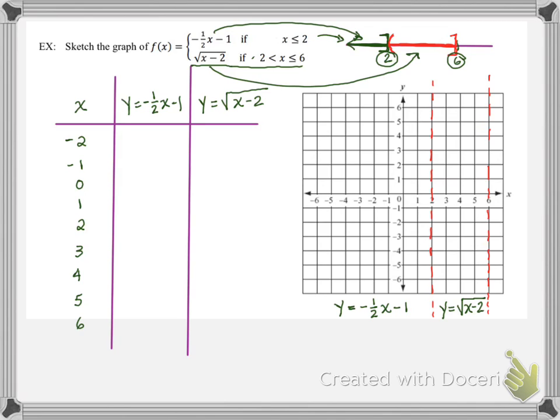So after we find our boundaries, the next thing we're going to do is find our endpoints. The endpoints are just the points at the end of each section of your graph. And they happen at those boundaries, so at 2 and at 6.